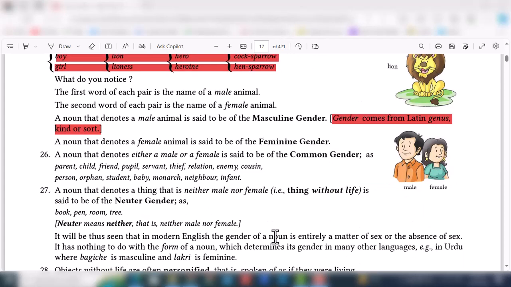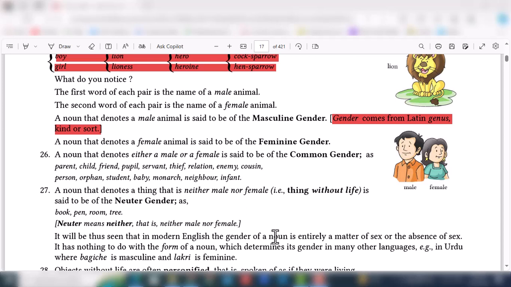The next definition: a noun that denotes a thing that is neither male nor female we call a neuter gender, like a book, a pen, a room, a tree, because there is no concept of male and female, or of masculine and feminine genders, in them. So we can call these neuter genders. Neuter means neither male nor female.